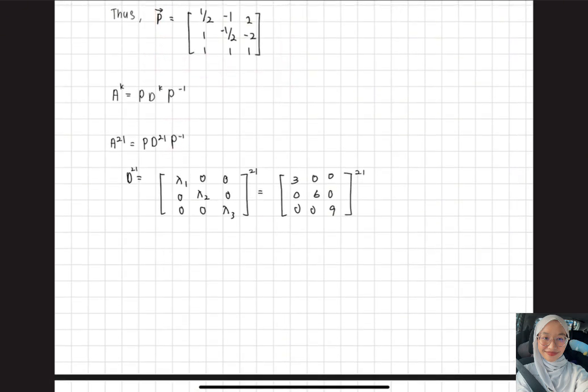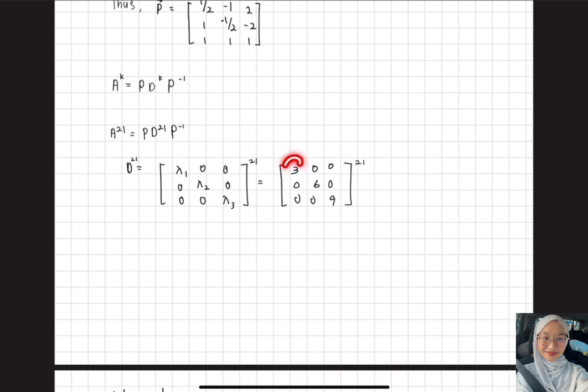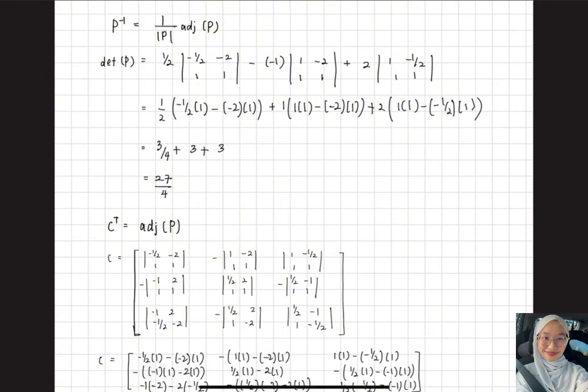So to obtain D power of 21, we need to put the eigenvalues in the main diagonal form. Our eigenvalues that we obtain are 3, 6, and 9. Then we need to raise them to the power of 21. Lastly, for P inverse, we can get it by the following formula.